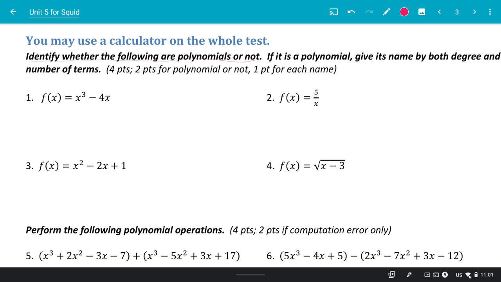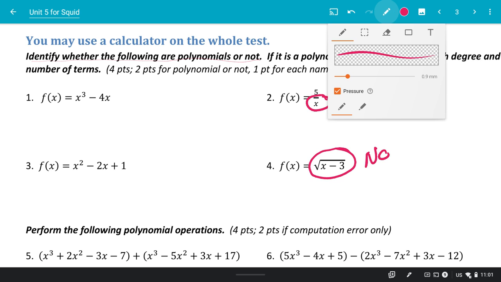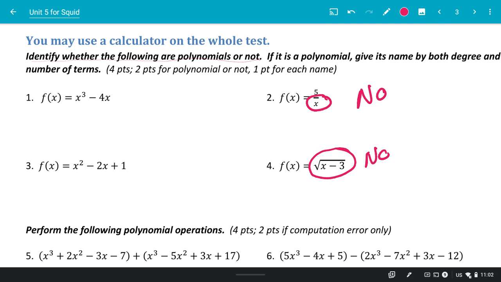All right, so let's look up here at problems 1, 2, 3, and 4. Quickly, which ones of those are not polynomials? Connor? 2 and 4. 2 has it on the bottom, so it's not a polynomial. And 4 has a root, so it is not a polynomial either. Because both of those were not polynomials, I'm done with those two. So number 1 and 3 are polynomials. Yes, they absolutely are.